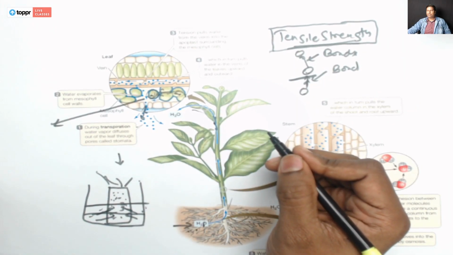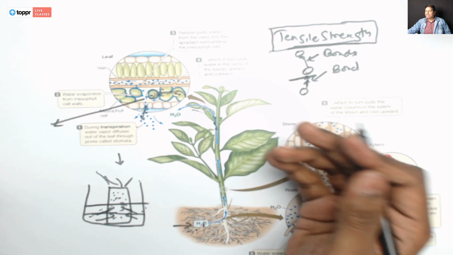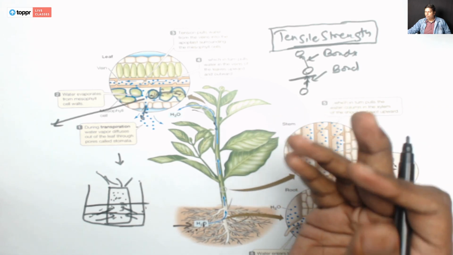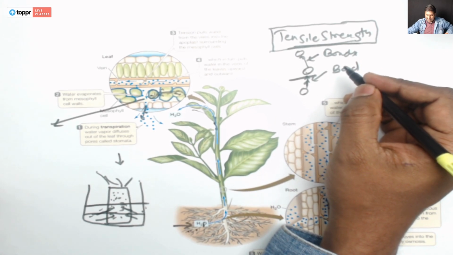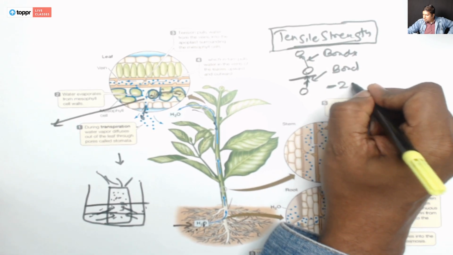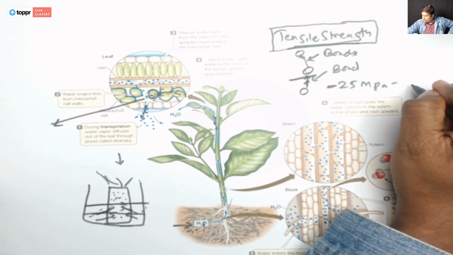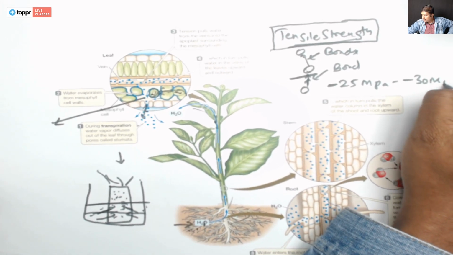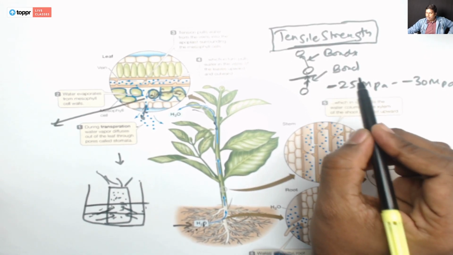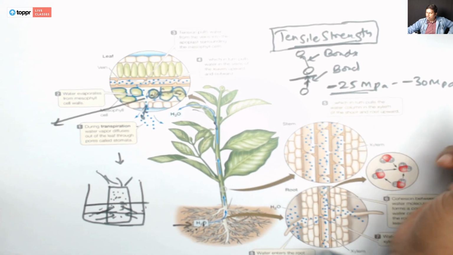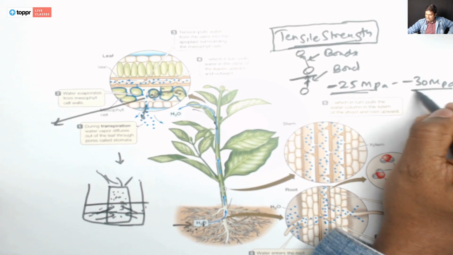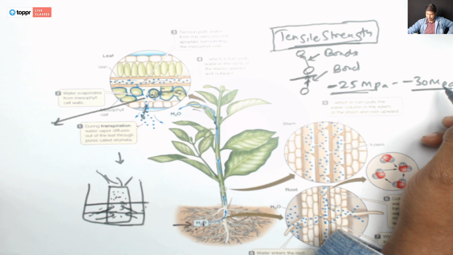If the tensile strength of water is good, people started understanding it, and they found that the tensile strength of water is minus 25 megapascal to minus 30 megapascal. That means the water can withstand a negative pressure of minus 25 to minus 30 megapascal.